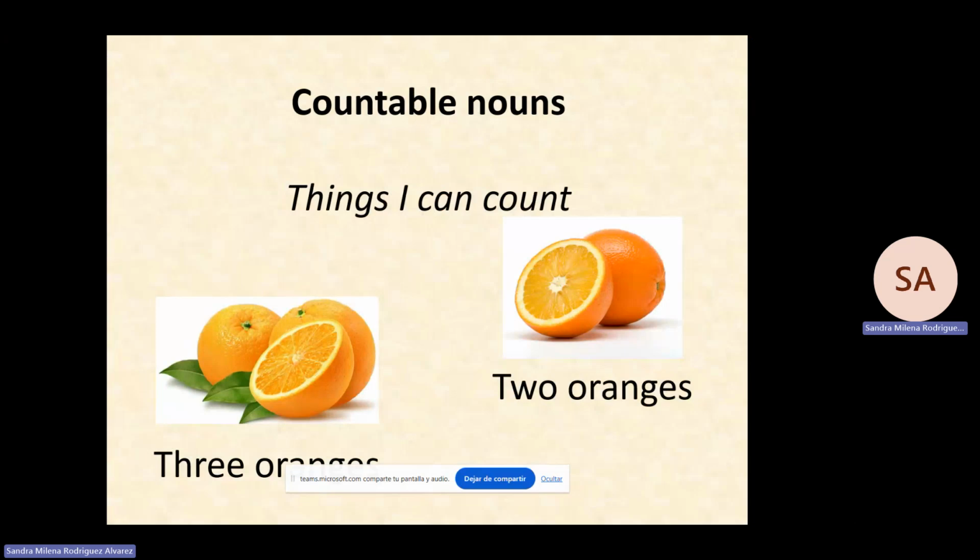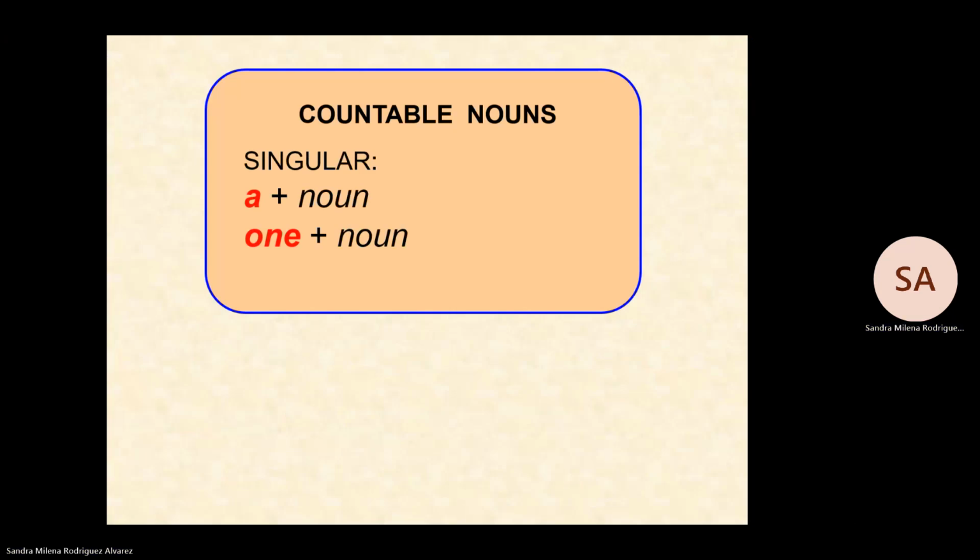Countable nouns are countable because I can count them. It means puedo contarlos. It seems a little logical or redundant, but it's necessary. For example, I have 3 oranges, 2 oranges. I can say 1, 2, 3, 4, 5.